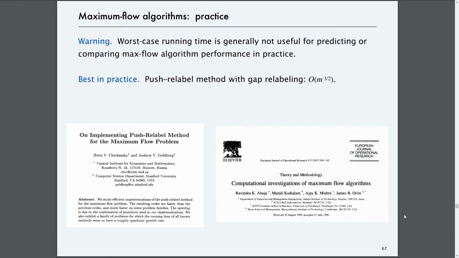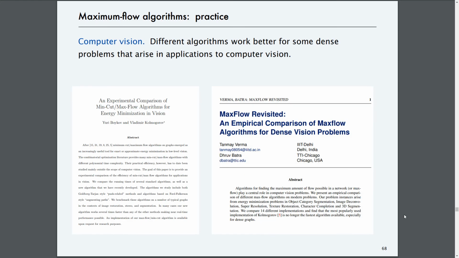Oh yeah, and this is the one that's best in practice. It's the push relabel method with some modification. There are other cases where some other algorithms are better, such as computer vision. Max flow has a lot of applications.